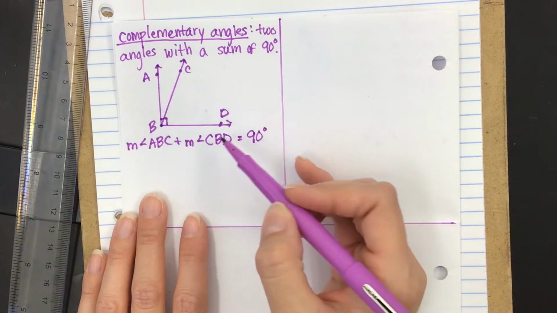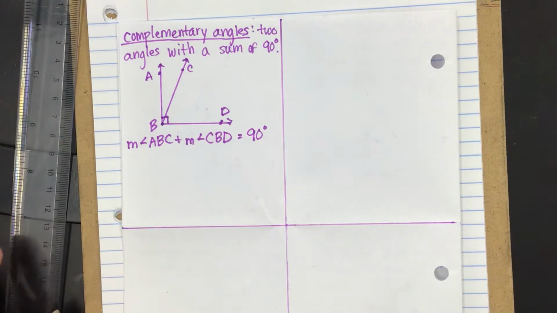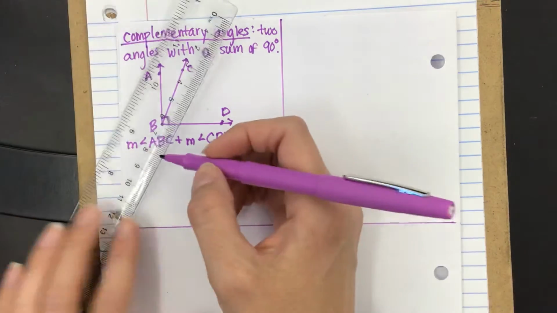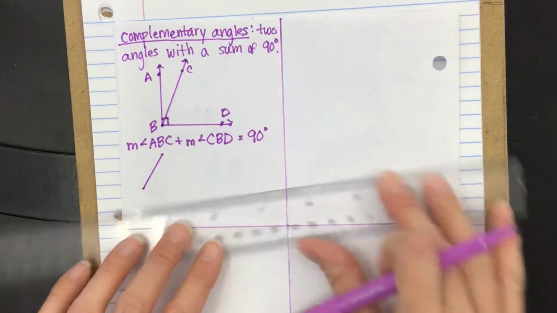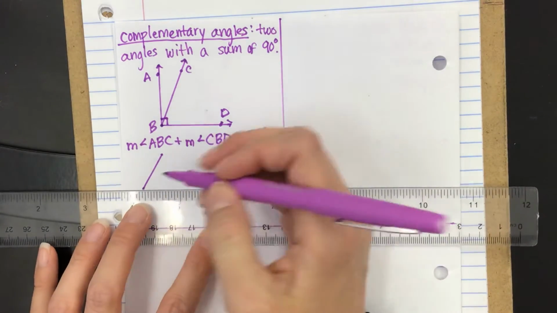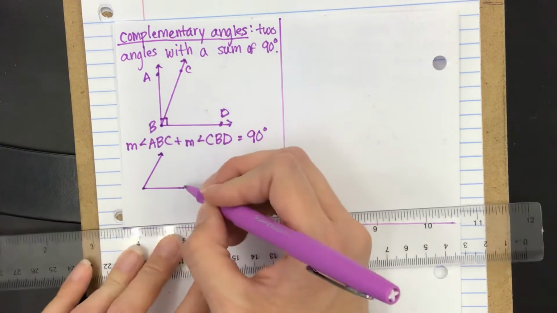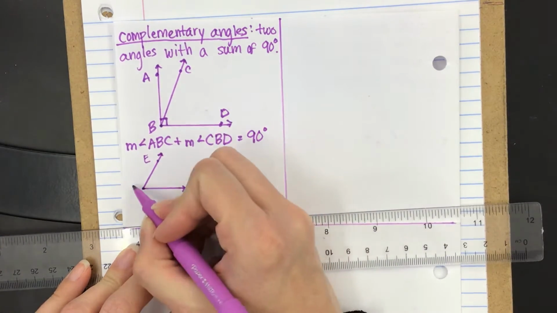Now, they don't necessarily have to be adjacent to be complementary. Any angles that add to 90 would be considered complementary. So I can have two random angles. So this is EFG.